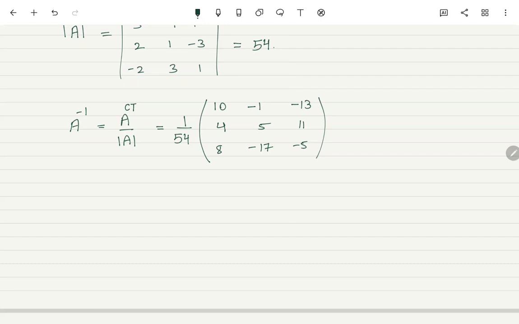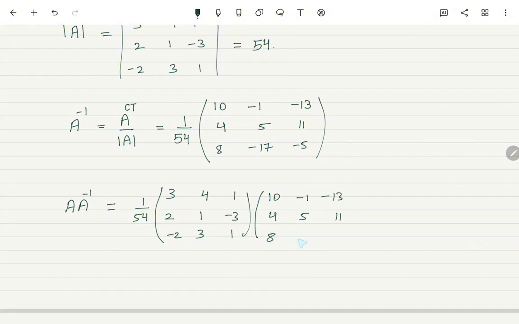Now let's examine our result here. Let's find A inverse equal to 1 over 54. This is the original matrix here: 3, 4, 1, 2, 1, minus 3, minus 2, 3, 1. And you multiply by A inverse, which is this one right here: 10, minus 1, minus 13, 4, 5, 11, 8, 17, minus 5.